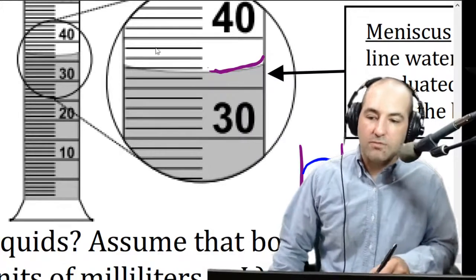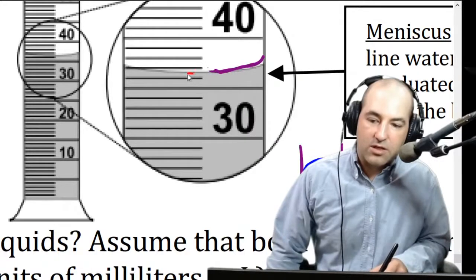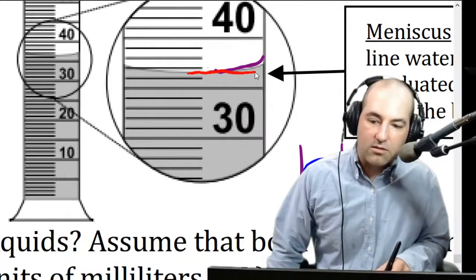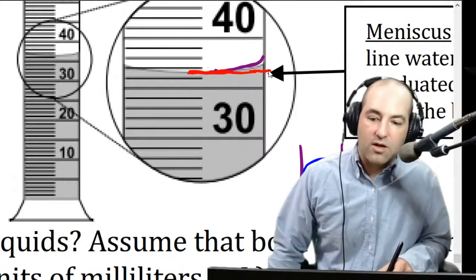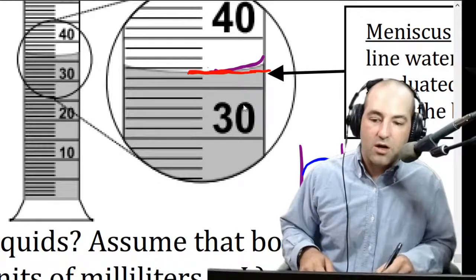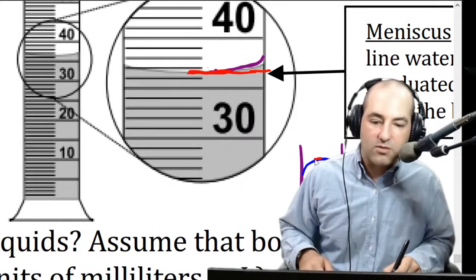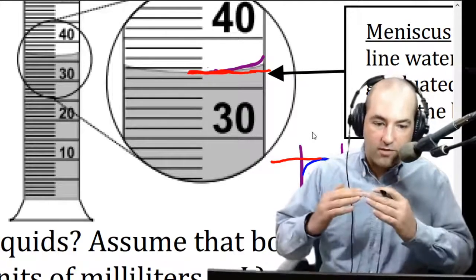It just depends on what's in there. So we always measure from what we call the meniscus, which is the middle, the part where the curve is either lowest or highest. So if the curve is curving up, like it generally does with water, it's where it's lowest. If it's curving down, like it does with something like mercury, you again go from the middle, from the point of the curve.